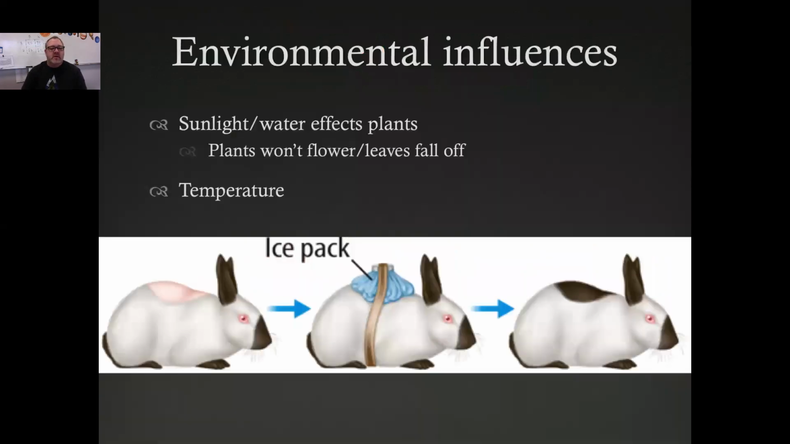Then there's also environmental influences. Sometimes the environment affects whether or not an organism is going to have some sort of an effect. Scientists were doing tests on rabbits. What they did was they took a rabbit, they shaved the hair off the rabbit's back, and then they put an ice pack on it. And then the area where the ice pack was, because it was cold, that area started to grow darkly colored hair. Now, if you think about that, why would that be important?